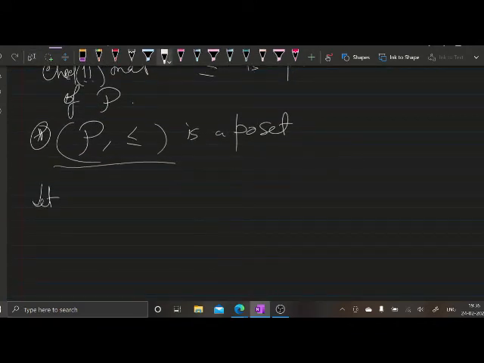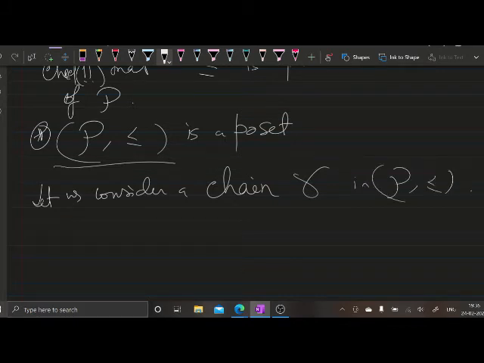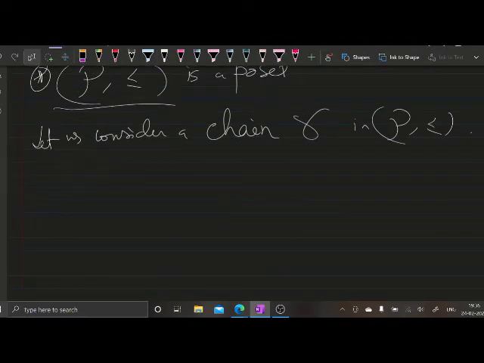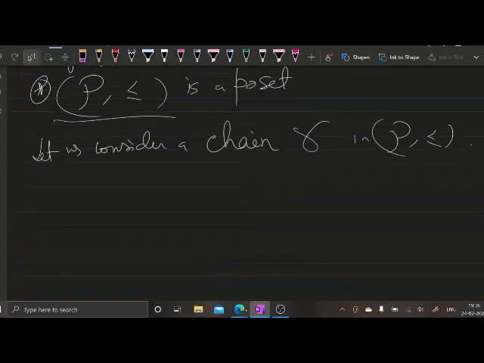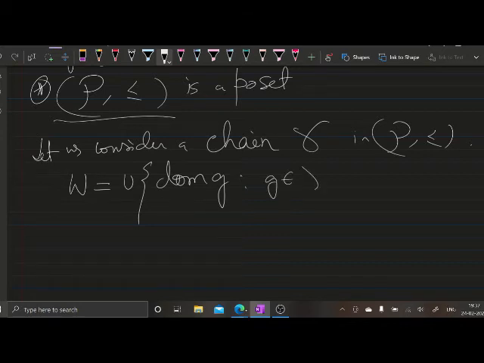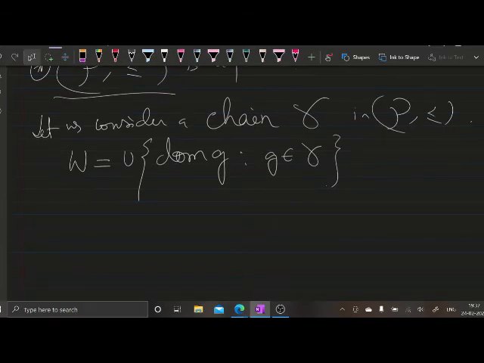So let us consider a chain in curly P, less or equal to. Let us consider a chain gamma. In gamma, the set of the functions that are in gamma, you just take the domain of those functions that are in gamma and take the union. That is, the union of the domain of G, where G belongs to gamma. Just take the union of the domains of those linear functionals that are in gamma.